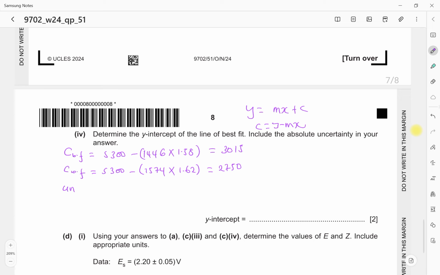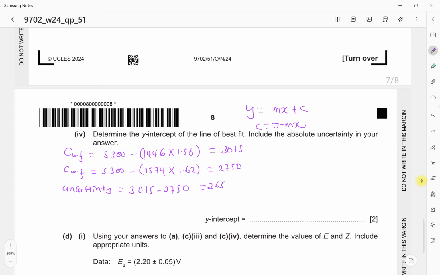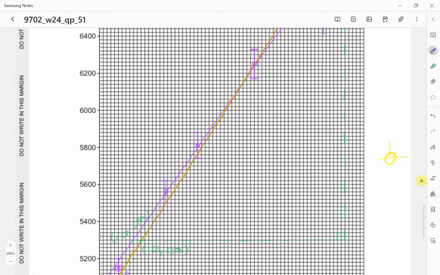So the uncertainty is going to be the difference. The uncertainty is going to be 3015 minus 2750, that is 265. So the y-intercept is going to be 3015 plus or minus 265. I hope I wrote plus or minus on the gradient. Yes.